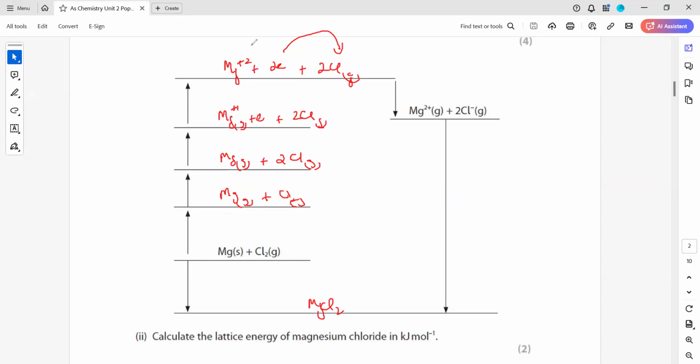Now, in terms of values, identify the start where the 2 arrows are pointing out; that is the start of the cycle. Here the 2 arrows are pointing in; that is the end of the cycle. So if we follow route 1 or route 2, the overall energy change is independent of the route or the path we follow.